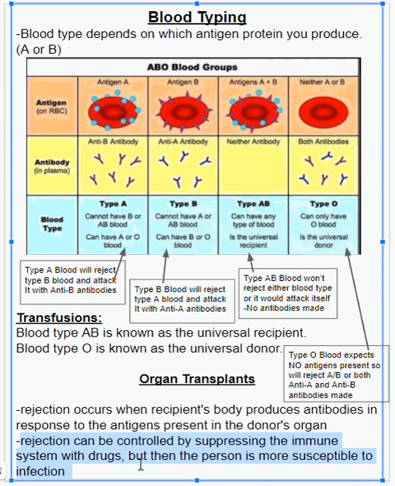So organ rejection can be controlled by suppressing the immune system using immune suppression drugs. And unfortunately, the side effect of that is that person then becomes more susceptible to becoming infected with other different pathogens. So it's a double-edged sword. It saves you from rejecting the organ, but it makes you more vulnerable to other infections.